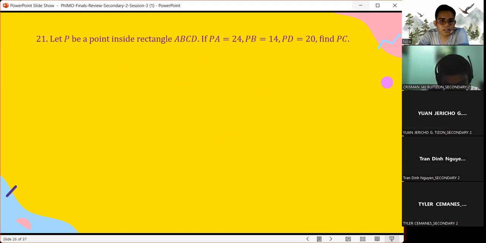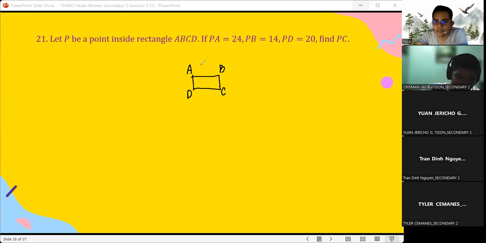Let P be a point inside rectangle ABCD. If PA is equal to 24 and PB is equal to 14 and PD is equal to 20, find PC. So again, how do we solve this one? It's A, B, C, D. We call it the British flag theorem.